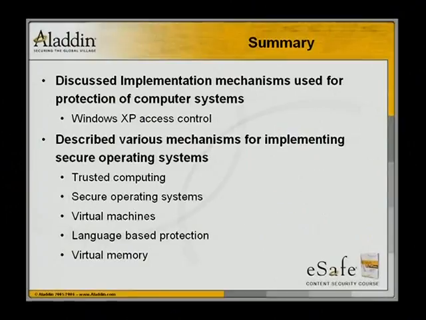So we see that it's like a three-way trust, where each member has the permissions of the two others below it, but the one in the middle does not have the permission of the one above it. Meaning the power user would not have the permission of the administrator, but would have the permission of the regular users. We also described various mechanisms for implementing secure operating systems.